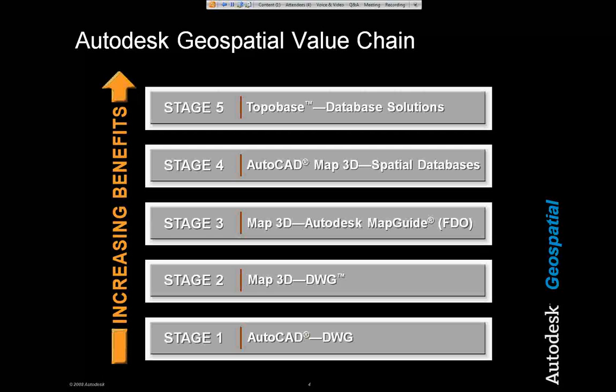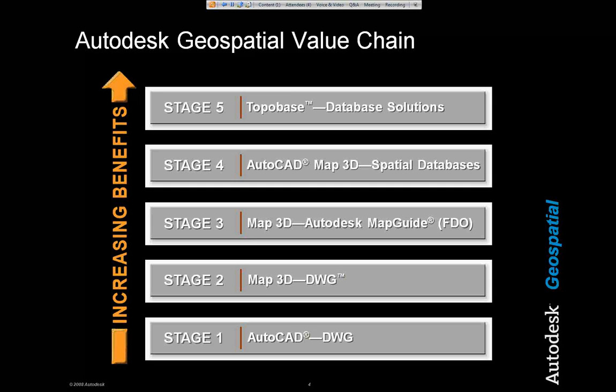So at stage 1, we're talking about AutoCAD drawings. All your information is in DWG, and that's good. DWG is a great design environment. But as you move up the value chain, your data becomes more valuable because it's accessible to more people in more formats. So as we move up to stage 2, you start to talk about Map 3D and what that adds to DWG, things like classification, drawing standards, drawing cleanup.